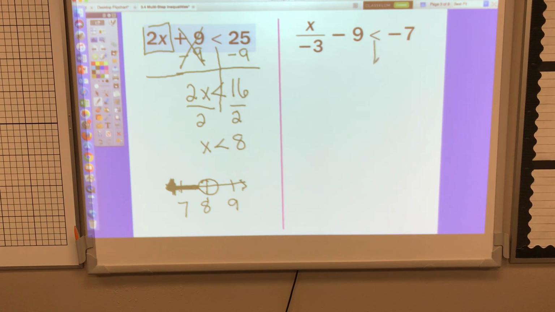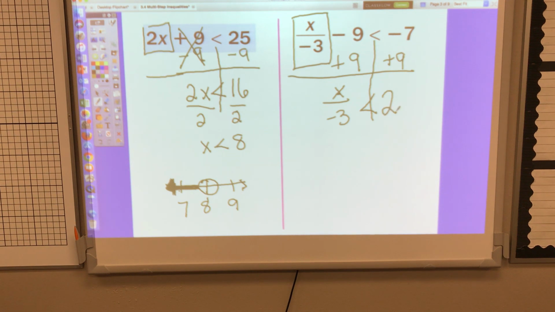Next one. Right now, x is being divided by a negative 3. I need to get that term by itself first. So I need to get rid of minus 9, so I'm going to add 9. Whatever I do to one side, I do to the other. Leaving me with x over negative 3. Symbol still less than, and negative 7 plus 9 is 2.